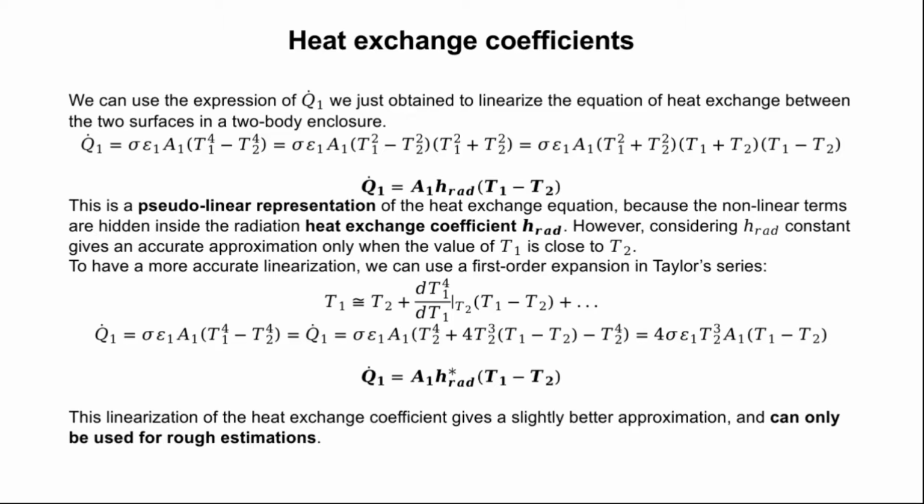To have a more accurate linearization, we can use a first-order expansion in Taylor's series. In this way, we obtain another pseudo-linear coefficient, h rad star, which is equal to 4 sigma epsilon 1 times T2 squared. This gives us only a slightly better approximation of the heat exchange equation, and it can be used only when computing rough estimations.